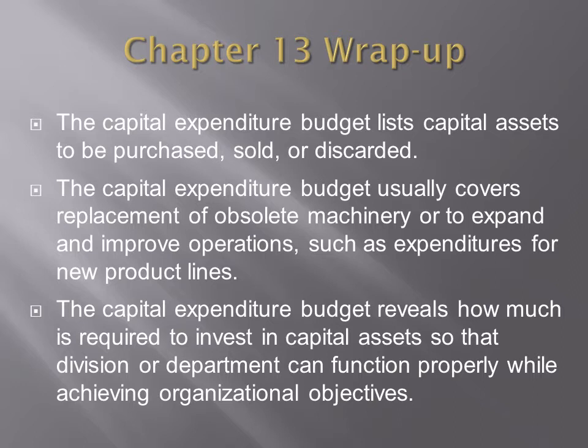Now, capital expenditure is typically put in as a budget item to be allocated over time, and a lot of times over departments or divisions, so that you can spread costs out as evenly as possible, and you can still function daily and achieve the company's overall objectives. So that's chapter 13 in a summary.